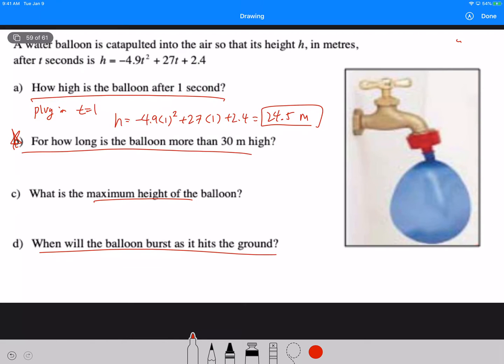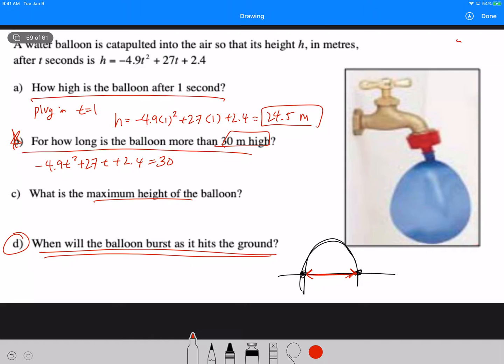For how long is the balloon more than 30 meters high? Well, now that's the question where you have to say negative 4.9 t squared plus 27t plus 24 is going to be equal to 30. Now, you might say that it's going to be greater than 30, but graphically speaking, if you have a parabola shaped like this, and this is at 30 meters, you're looking for those two intersection points, and you're looking for the duration of that time. It's kind of like the same question where I'm asking for D: when will the balloon burst as it hits the ground? So how long is the balloon up in the air? It's the same type of question.